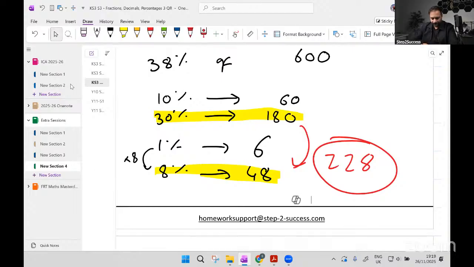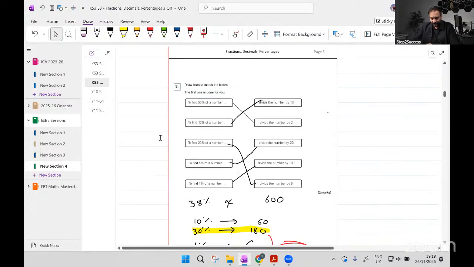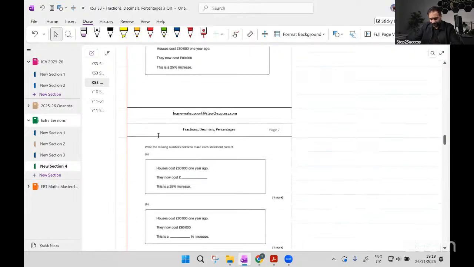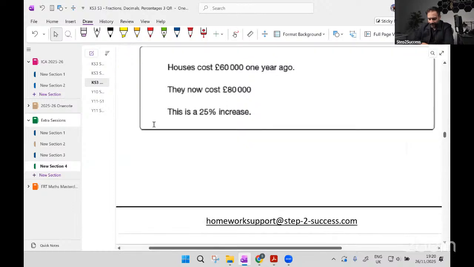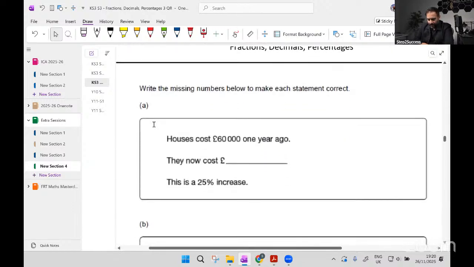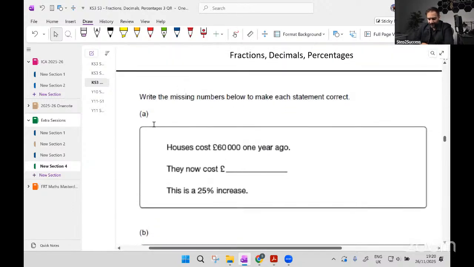I have a question. It's question 4, booklet 3, which is not the one I was doing, but it's this one. So let's have a look at it. In 2004, a newspaper published this incorrect report. Houses cost £60,000 1 year ago. They now cost £80,000. This is a 25% increase. We need to make this correct because there's a few mistakes. A good question, this actually.